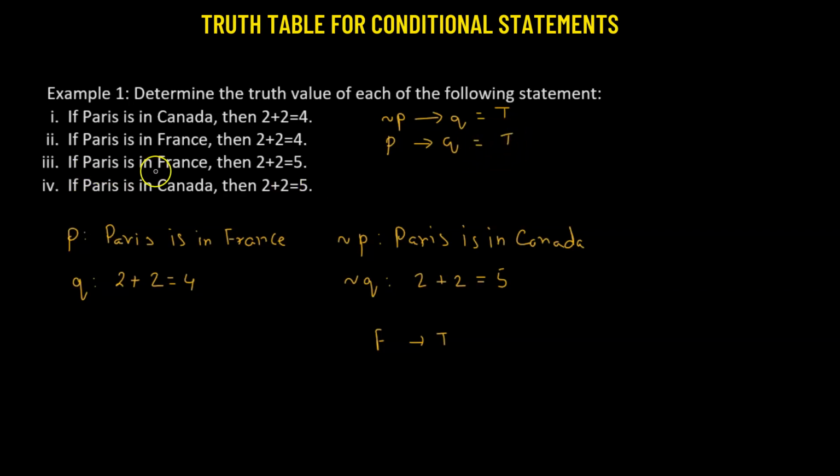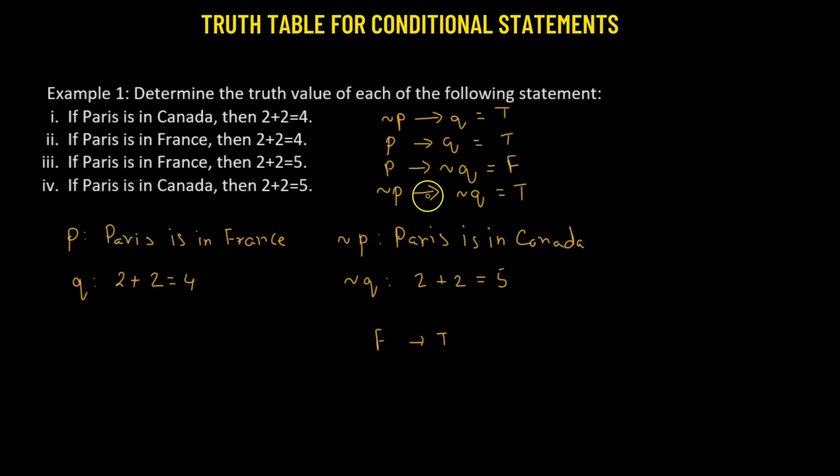Number 3, if Paris is in France, so this is a true statement P, then 2 plus 2 equals 5. So we have not Q. And we know that P going to not Q is going to give us a truth value of false, because if the antecedent is true but the consequent is false, then we get a truth value of false for a conditional statement. And finally, we have Paris is in Canada, which is not P. Then 2 plus 2 is not equal to 4, or 2 plus 2 equals 5, which is the negation of Q. So in this case, we are going to get the truth value of T, which is true.